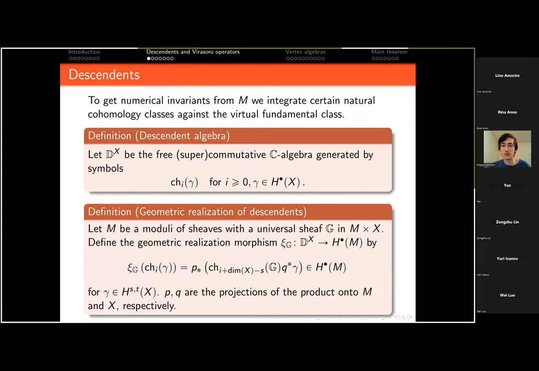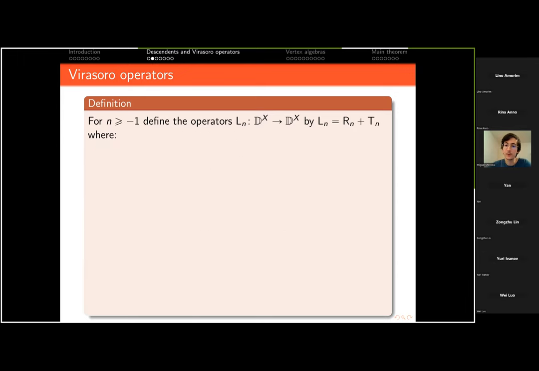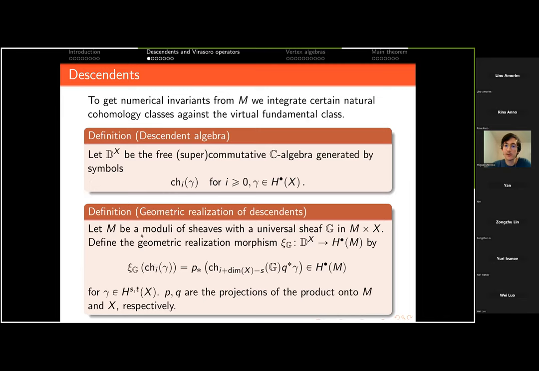Your definition is purely formal. You have some supercommutative algebra, this is a purely formal definition. But probably these formulas have some geometric meaning. Yeah, they come from some correspondences, so Chern classes are really Chern classes of some sheaves. So this part is completely formal, but the point is that when I have a moduli space and a universal sheaf, I can realize these formal symbols, and this realization is defined in this way. So yeah, it's a kind of correspondence.